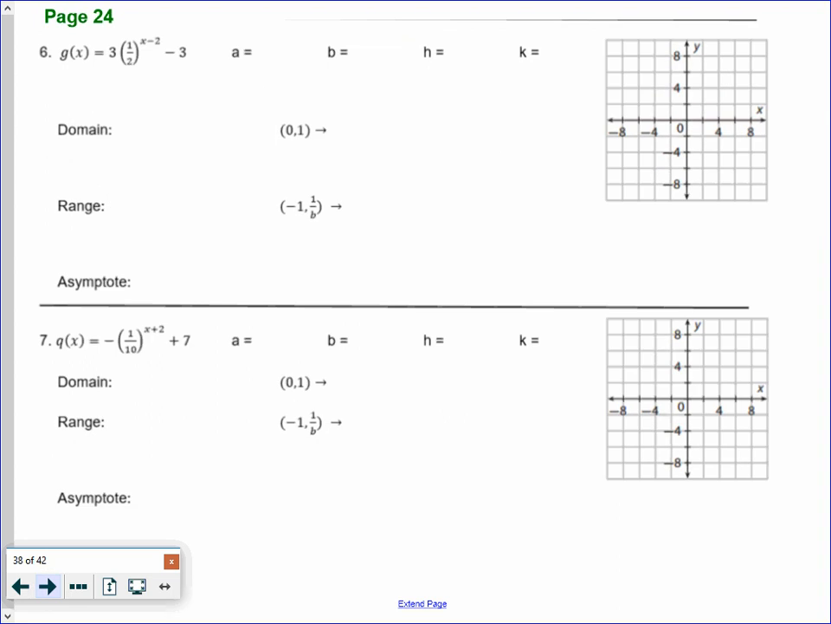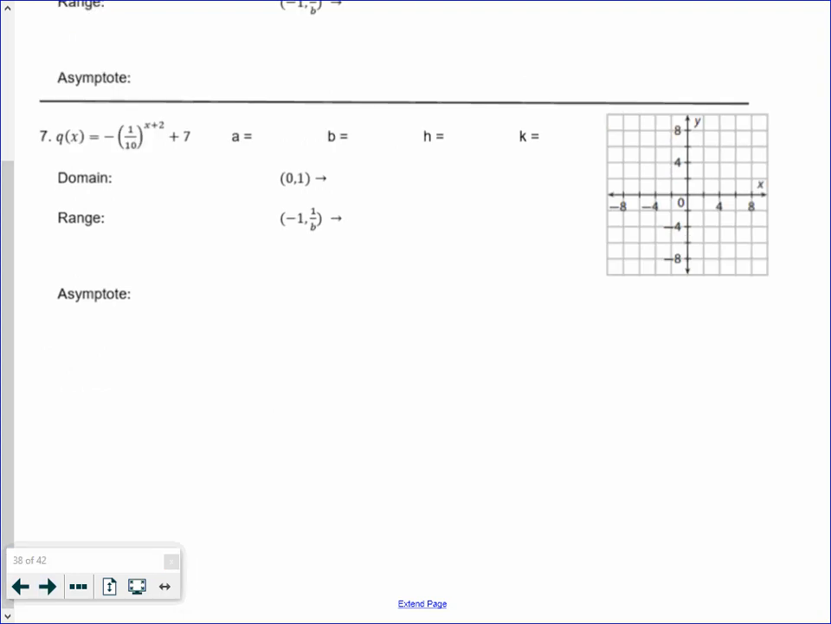On the next slide, we have 6 and 7. I did a b value of 2 in the last slide, so let's do a b value of 1 over 10 on this one. So we're going to do the same thing. We're going to fill out our a, b, h, and k first. Our a value here, that's that negative 1 in the front. Our b is the whole fraction 1 over 10. It's not just 10, it's 1 over 10. Our h is negative 2, and our k is 7.